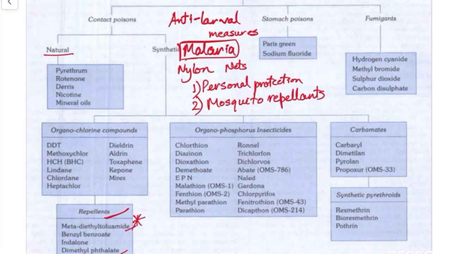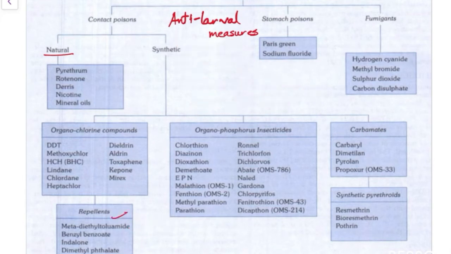MCQ point: which of the following is a mosquito repellent used in malaria control or any vector control? Many times the option can be metadiethyltoluamide, or dimethylphthalate can be given. So this is an MCQ point. And repellents are basically lotions, creams, or sticks.